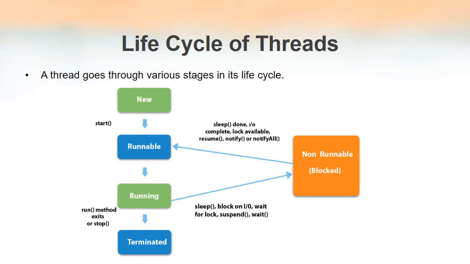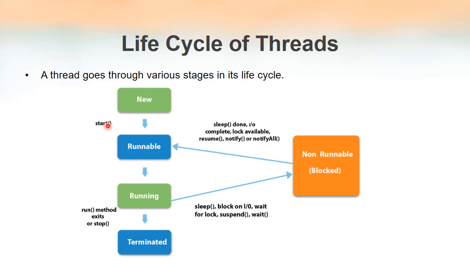A thread goes through various stages in its life cycle, and this figure shows all the stages through which a thread goes in its life cycle. When we create a thread, it will be in the new state. All the threads that we create will be initially in the new state.